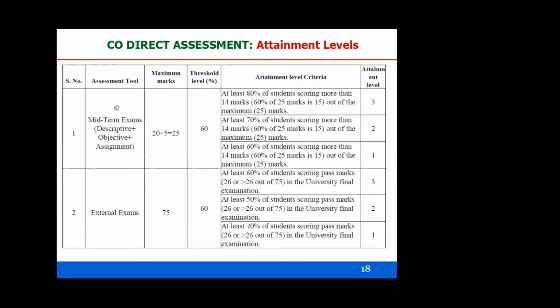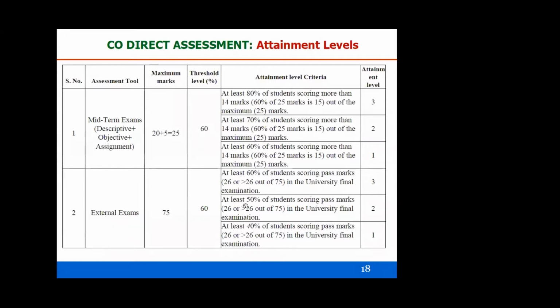So this is for the internal examination. For the end exam, the external exam, we can't fix higher levels. Why? Because of evaluation problems by others, or some irrelevant persons may do the evaluation, results are very poor sometimes. That's why for end examinations you can fix the average levels. So here at least 40% of students scoring the pass marks. The pass marks are 26 out of 75. So in the university final examination, you can make it level 1.